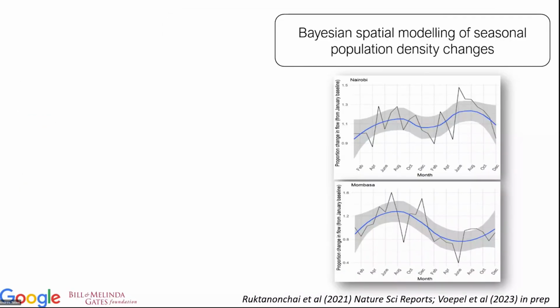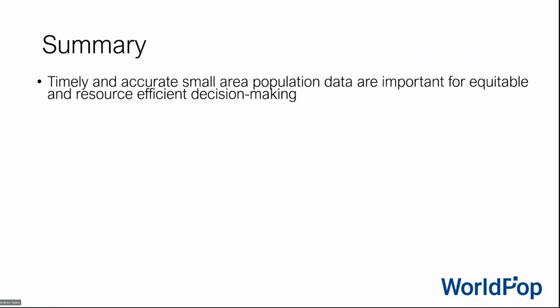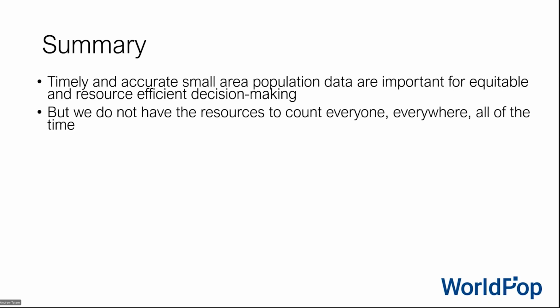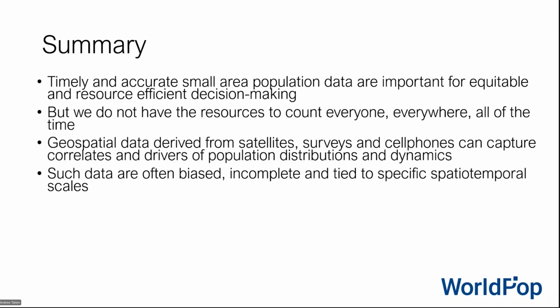And this gave us confidence then to test and expand these kinds of models across different subnational regions, in this case looking at mobility change in July relative to a January baseline, and helping us to move beyond those static pictures of population distributions. So I'll finish here, but just a few messages: timely and accurate small area population data are pretty important for equitable, resource-efficient decision-making. But we don't have the resources to count everyone, everywhere, all of the time. So these geospatial data sets from satellites, surveys, cell phones can help capture some of the correlates and drivers of population distributions and dynamics. But we have to be careful.